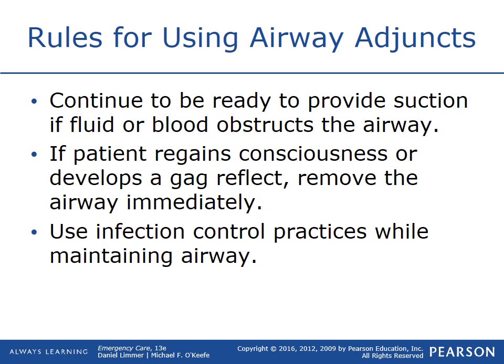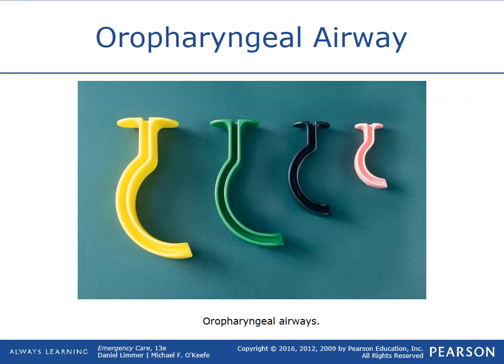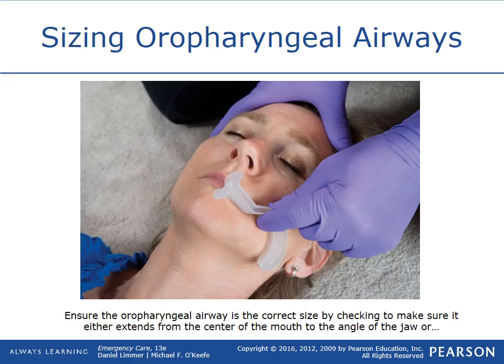Always wear your gloves for this and any other infection control. Depending on how much vomit there is, you might need a mask and goggles. An oropharyngeal airway just moves the tongue forward off the back of the throat. They're different sizes, from infant to large adult. Sometimes they're color coded like this, but either way they need to be sized before you put them in somebody's mouth. And this is how you size it.